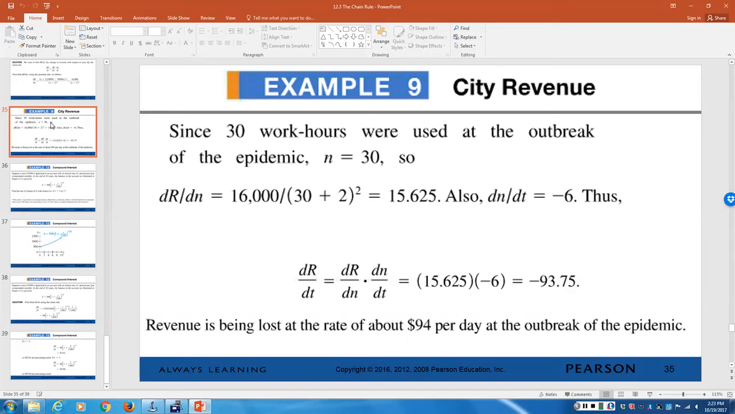Oh, okay, and yes, they did go ahead and finish this one up. So it says, since 30 work hours are used at the outbreak, they use n equals 30. So in our derivative, we replace n with 30, so at the beginning it was 30. And then we have 16,000 over (30 plus 2) squared, which comes out to be 15.625. And the derivative of the work hours with respect to time is -6.